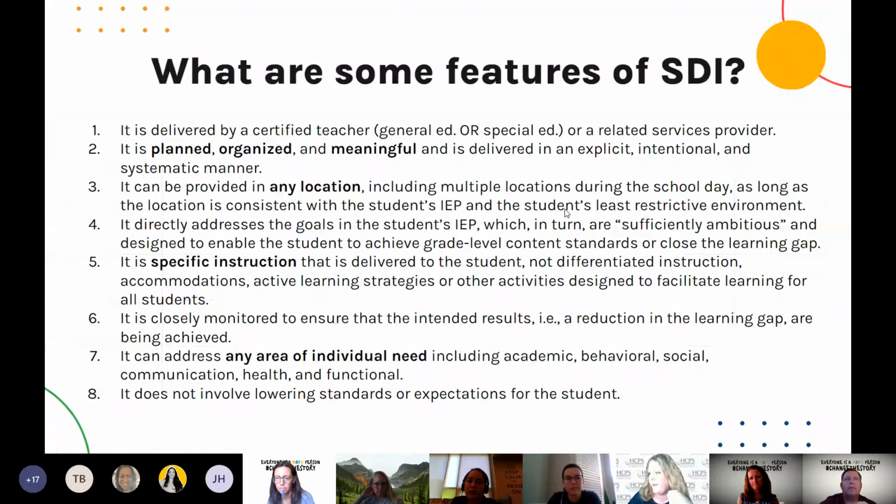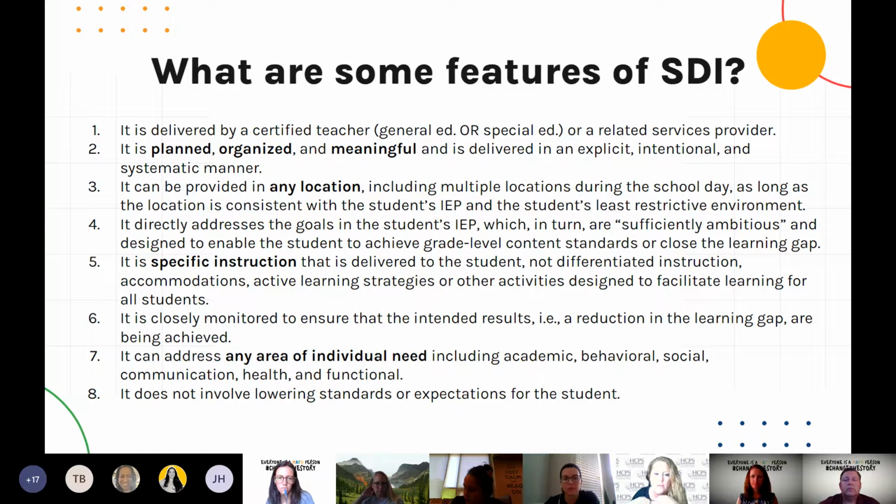Okay, so some features of specially designed instruction. Specially designed instruction does have to be delivered by a certified teacher. Now, it can be a general education teacher or an exceptional education teacher, but it does have to be a certified teacher. So our instructional assistants, who many of them are fabulous in helping us support our students, can do just that, support our students, review information, but they can't be responsible for delivering specially designed instruction. So just want to make sure everyone's clear on that piece.